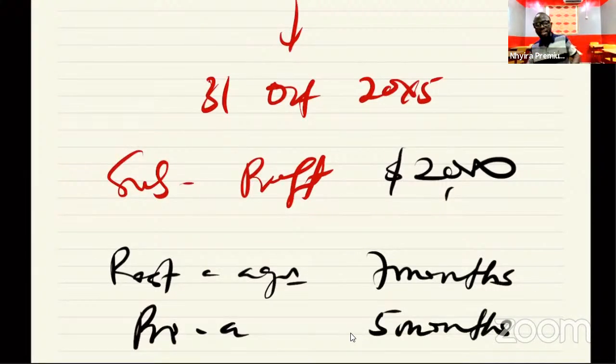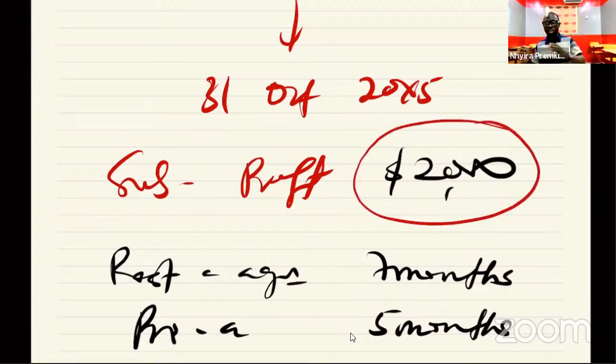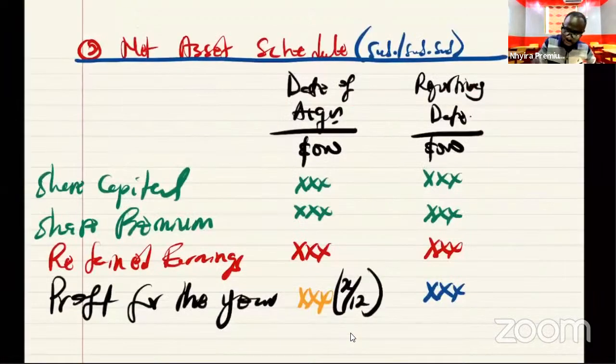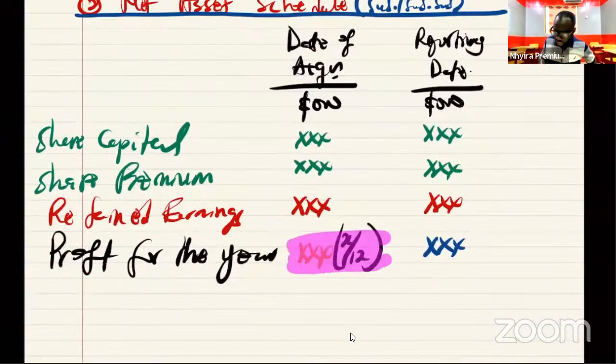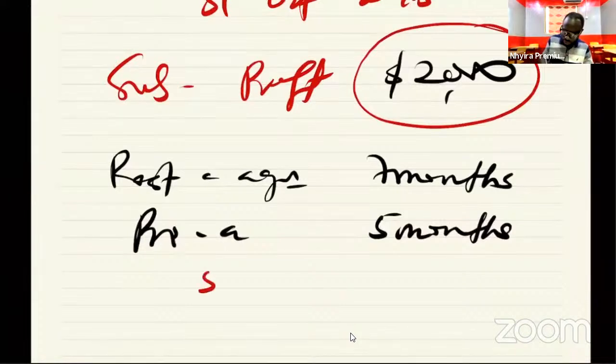So what we are saying here is that since this is not a full year acquisition, the profit of $2,000 would have to be split between the pre-acquisition profits and the total amount to be taken to the reporting date. So if you check the amount you bring here, what I just highlighted is called the pre-acquisition profit. That is why I wrote X over 12 there. So that is 5 months. In my illustration, that's 5 months. So that's going to be 5 over 12 times $2,000.